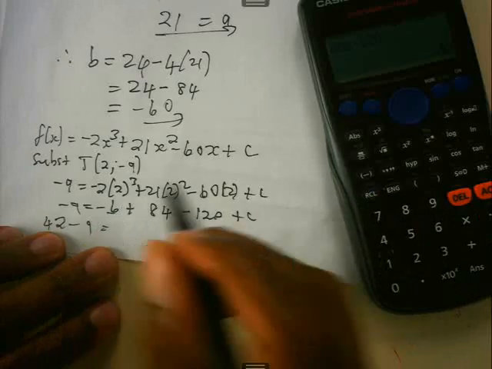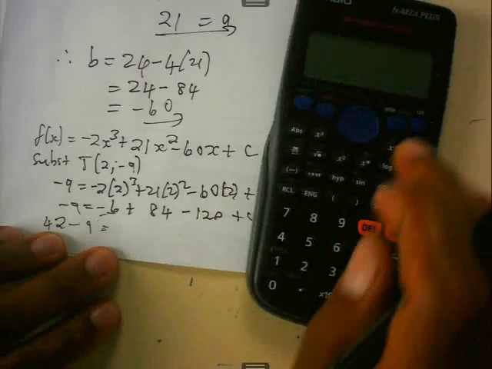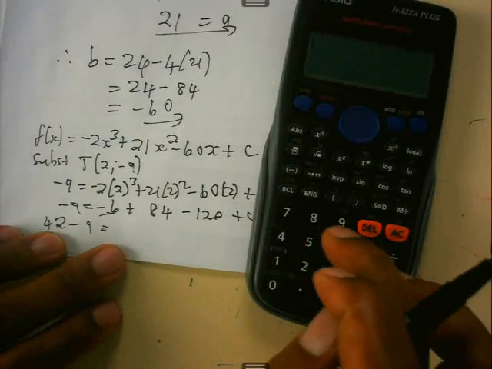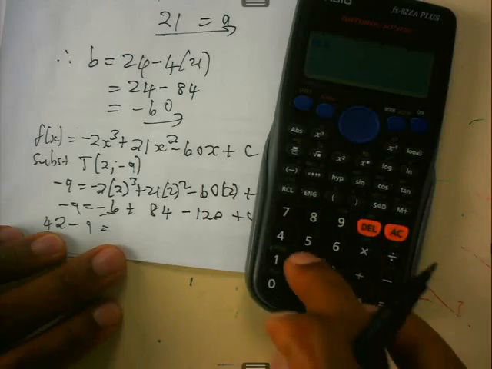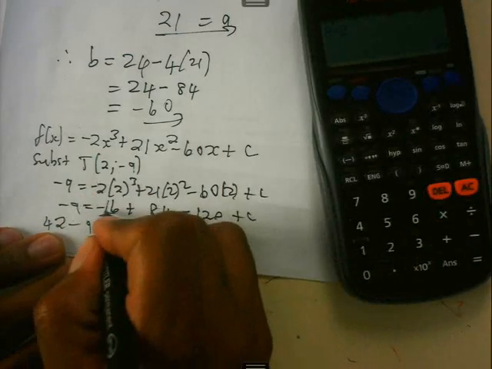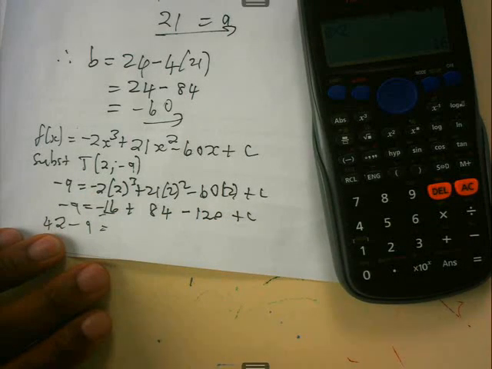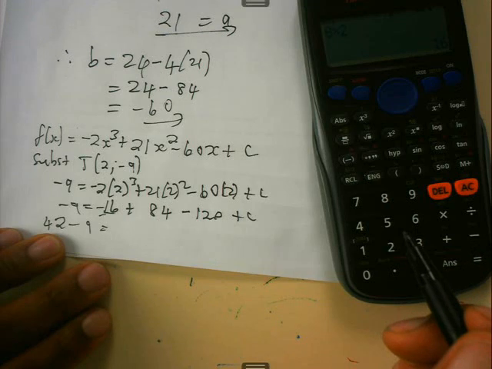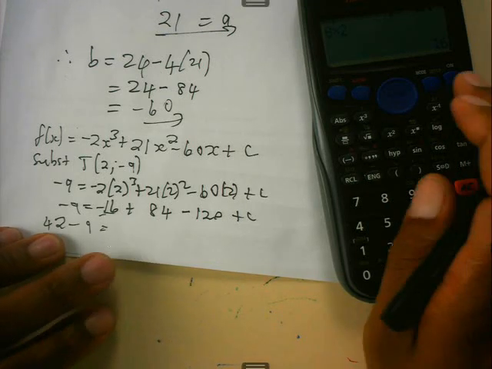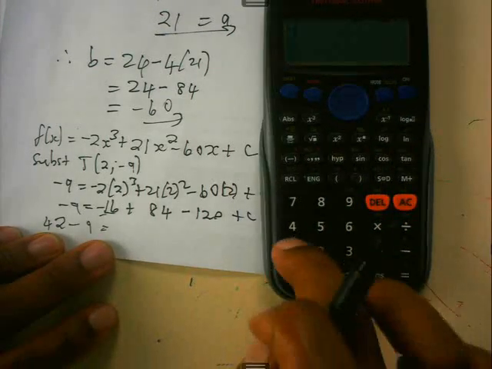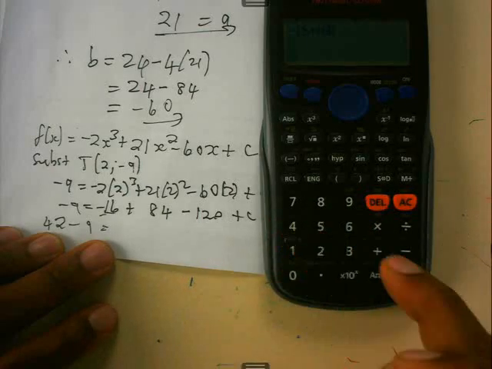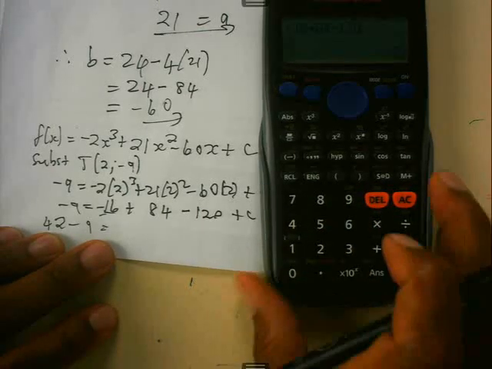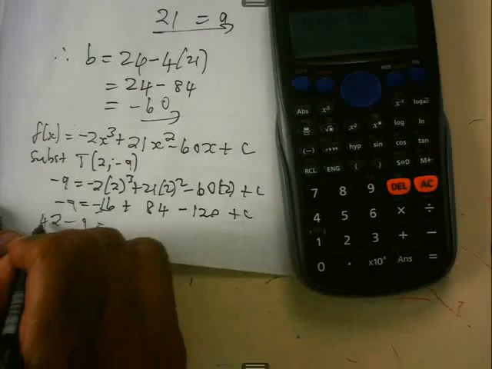No, not 6. Let me see. Sorry for this one here. That should be 16, because that is 8 times 2. Yeah, that should be 16 here. That is negative 16, because 2 to the power of 3 is 8. 8 multiplied by minus 2 will be minus 16. Right. Now, let me see. Minus 16 plus 84 minus 120. Then the answer there is 52, not 42.